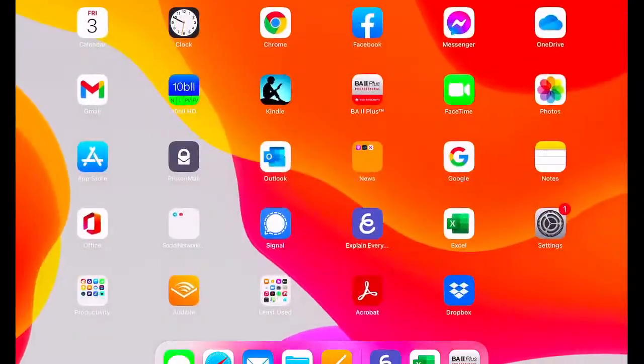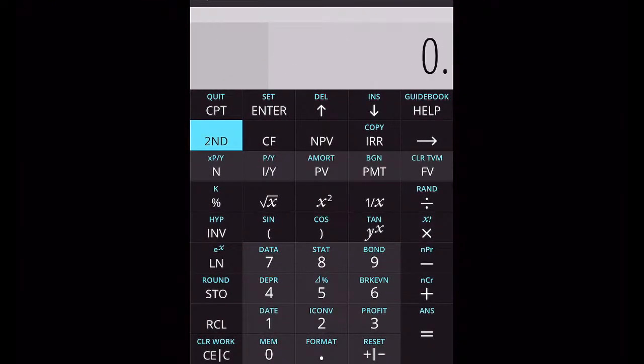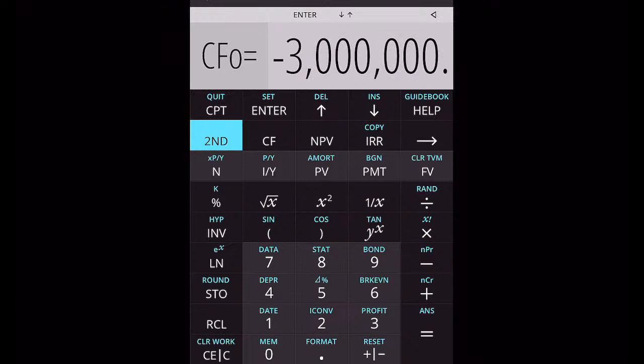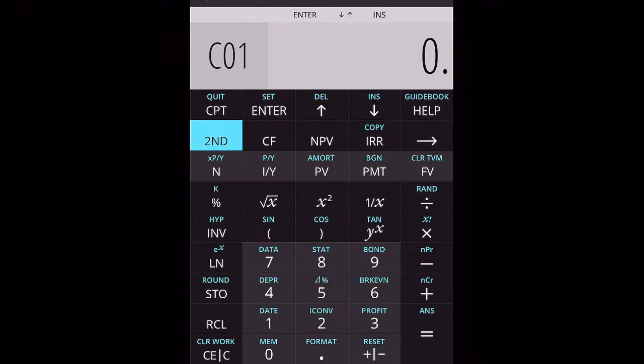So let's do that together, and you have it in front of you so you can follow. I'm going to hit CF, and you see there's nothing there. So I'm going to tell the calculator the initial investment by entering 3 million. Enter, and then I scroll down the worksheet. So I go down below and I put in the next cash flow. The next cash flow is nothing happens, right? So it's going to be 0, enter, and then arrow down.